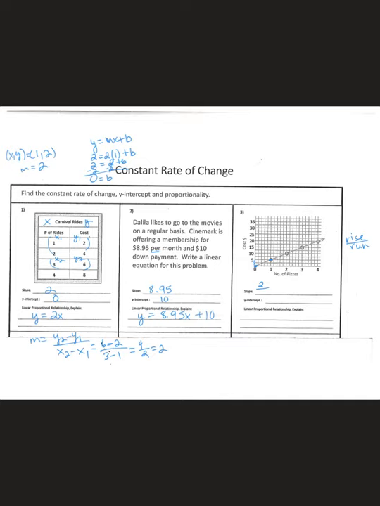My run is 1, 2, 3, 4, 5. I had to run 5 to get to that point. I'm going to check myself to make sure that's consistent with every one. I'm just going to choose one more though. Okay, I'm going to rise 2 and then run 5. That is correct. So my slope is 2 over 5.